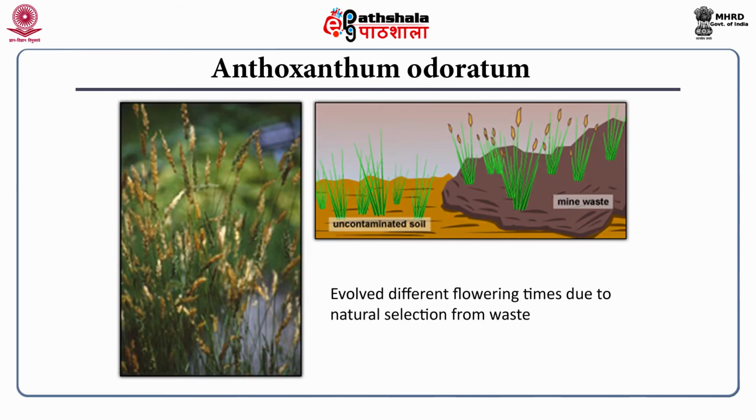As you can see in this particular image, the grass variety that is growing in the mine waste, you can see them as flowered. So they cannot exchange pollen with those in the uncontaminated soil. So there is no external barrier to gene flow, there is no geographic barrier, yet they cannot mate with each other. A reproductive isolation happens, but there is no external barrier in this case.